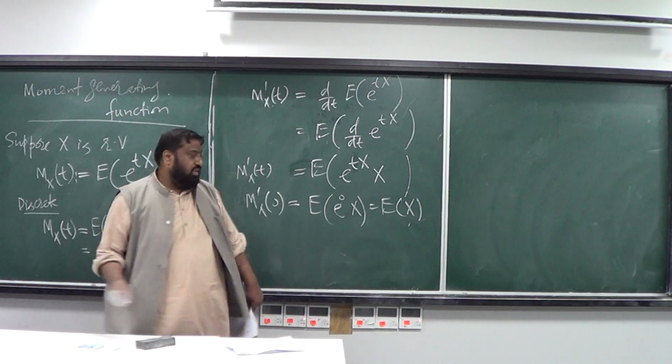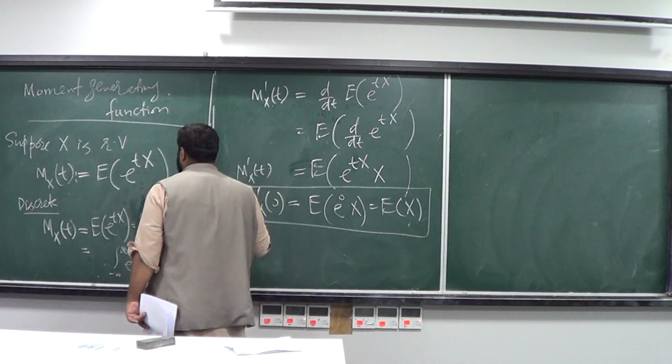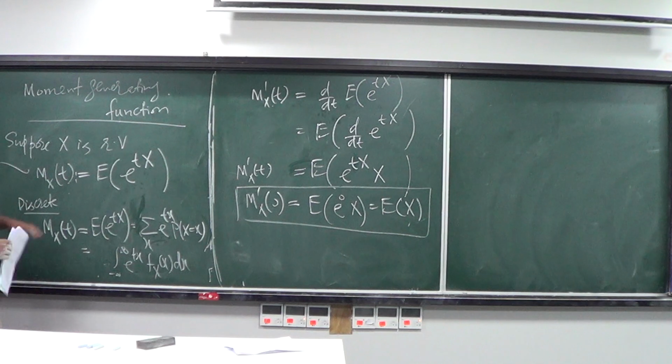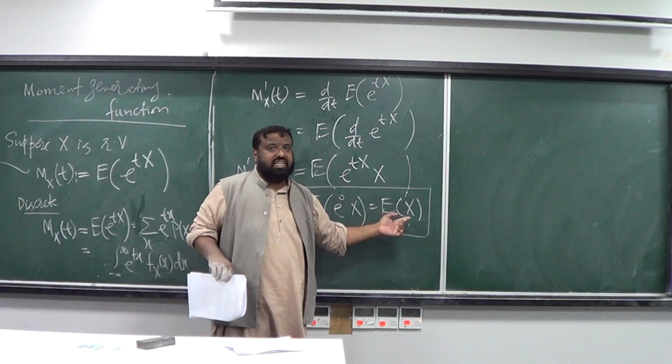Aha! So what conclusion did we get? If I know this moment generating function explicitly, I can differentiate it once and substitute t equal to 0. That would be equal to the expectation of that random variable.